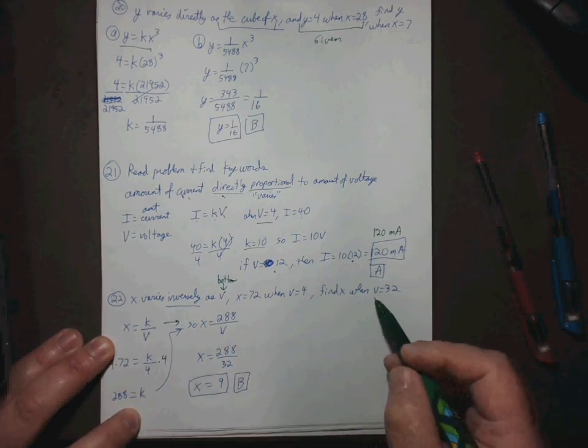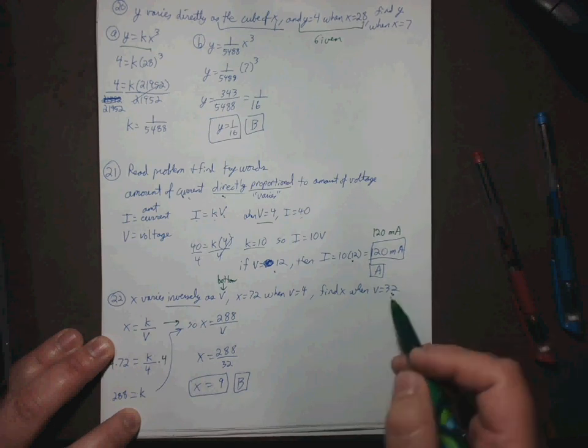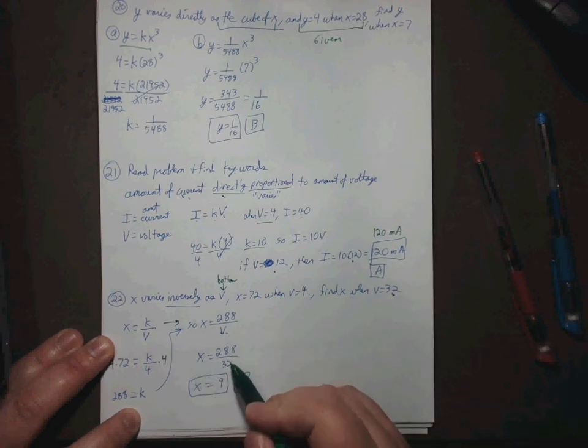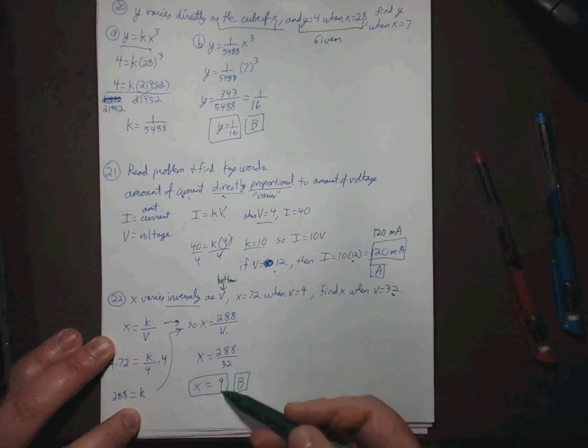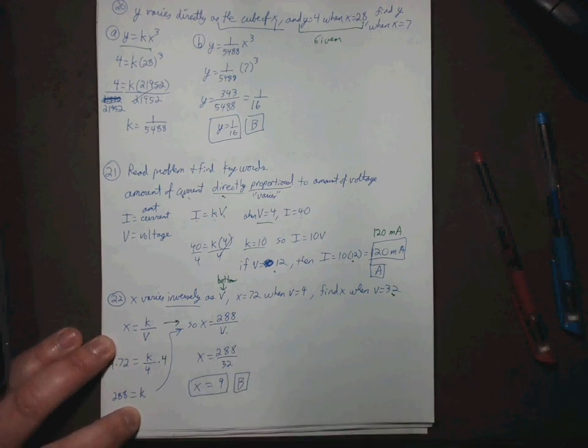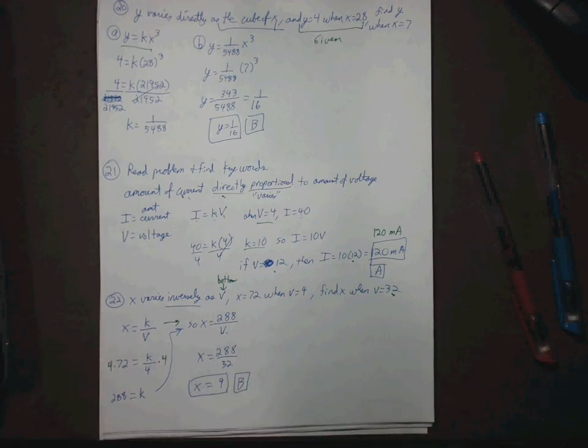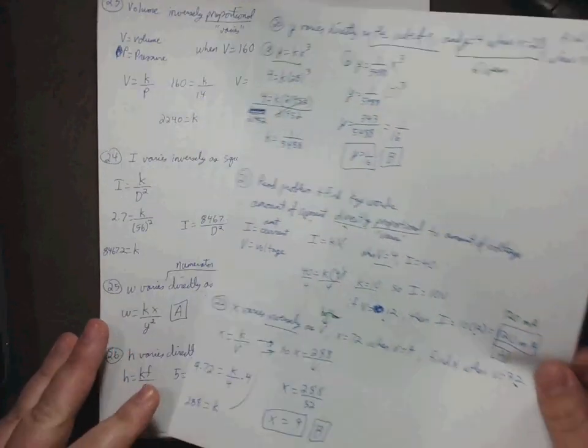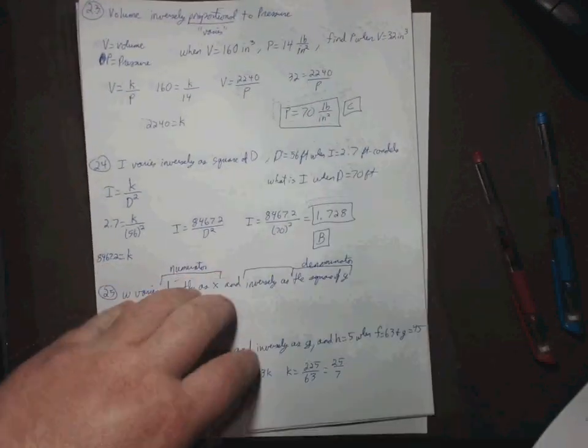Now it says find X when V is 32. Plug 32 into V. X equals 288 over 32. So X equals 9. Our answer is B. Okay, same as directly. It's just in a different position in the fraction. That's it. Okay.